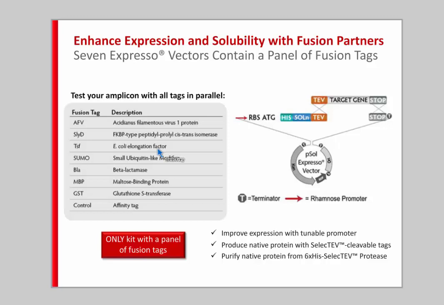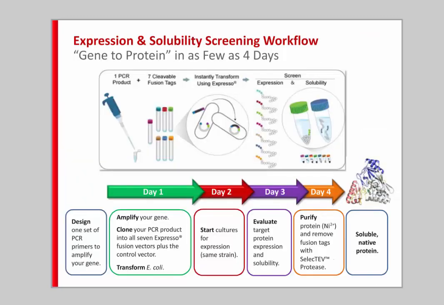And this is the only system that we know of that contains a panel of fusion tags. Not 1, but 7 different tags that you can test all in parallel. And all the tags are cleavable with selective protease. And the selective protease also has a 6-His tag to allow easy removal. And these fusion tags can be tested in parallel with a very quick, easy workflow. So this is what the workflow looks like.